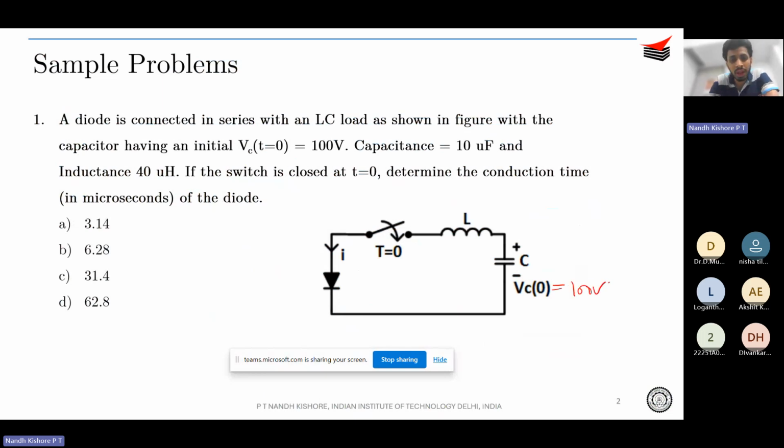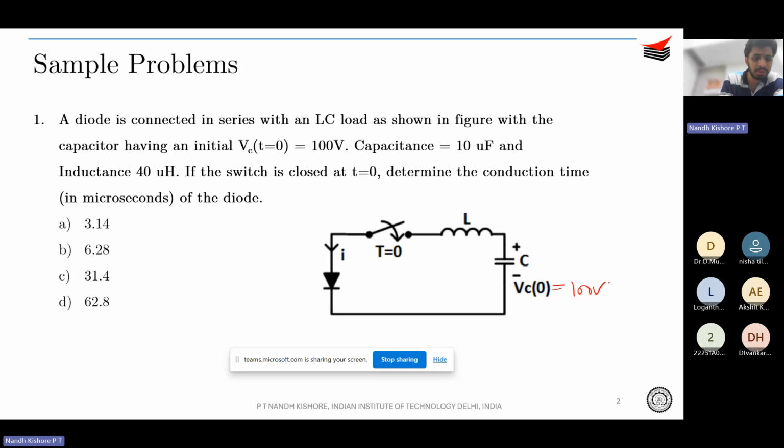VC0 is 100. Okay, capacitance is 10 microfarad and inductance is 40 microhenry. If the switch is closed at t equal to 0, determine the conduction time of the diode. Okay, so now remember that it's not an L circuit, it's now an LC circuit. So how do we solve this?